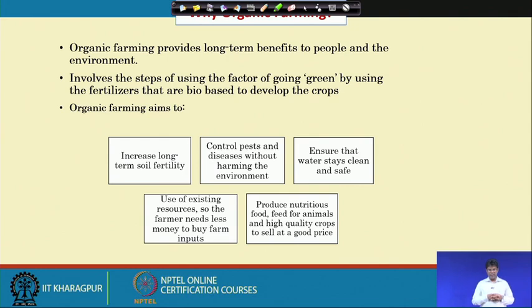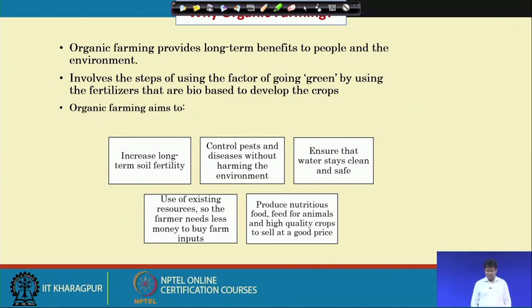And organic farming aims to control pests and diseases without harming the environment, as we discussed last class, because of the ill effect of chemical pesticides and how that affects human health. How the organic farming can be helpful in minimizing the pest residue in crops, without affecting the crop yield.